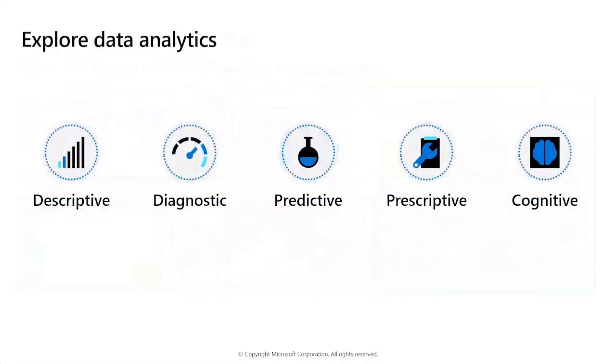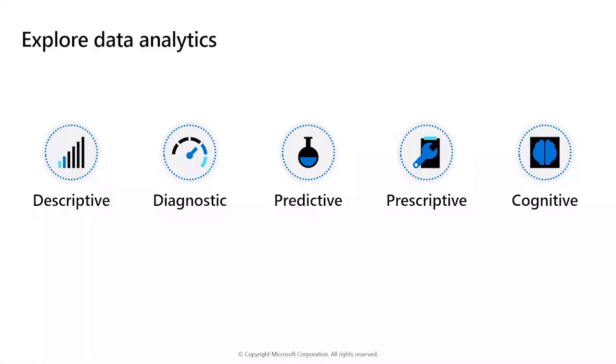Now, just to wrap up on data analytics. Data analytics is really about examining, transforming, and arranging data so that you can study it and extract useful information out of your data. You can often categorize data analytics as descriptive, diagnostic, predictive, prescriptive, and cognitive.